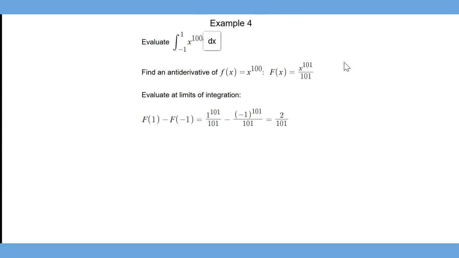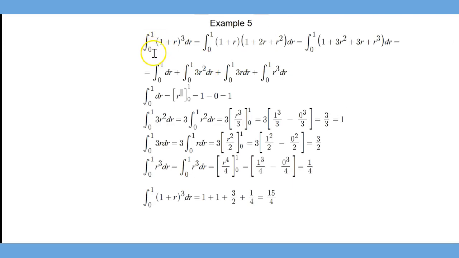Here's an example. Here's a definite integral, and we're going to evaluate it without having to use limits of Riemann sums. I find an antiderivative of x to the 100. Using the power rule, it's just x to the 101st over 101. So there's my antiderivative. Then I evaluate it at 1, evaluate it at minus 1, and subtract F of minus 1 from F of 1. And I get 2 over 101. So it's a lot easier than trying to figure out limits of Riemann sums.